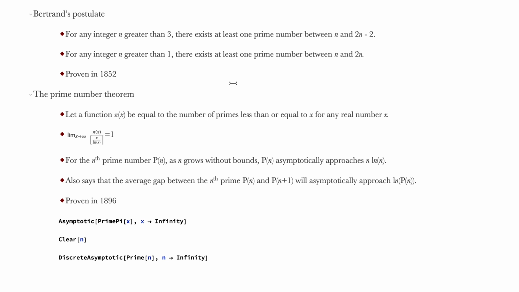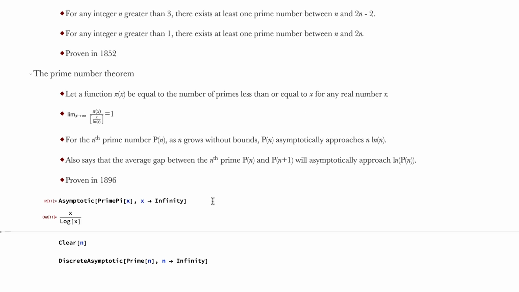This means that for the nth prime number p of n, as n grows without bounds, p of n asymptotically approaches n times the natural log of n. The prime number theorem also states that the average gap between the nth prime number p of n and p of n plus 1 will asymptotically approach the natural log of p of n, as we saw earlier. And even though this was proven in 1896, we can also demonstrate it using functions in the Wolfram Language.